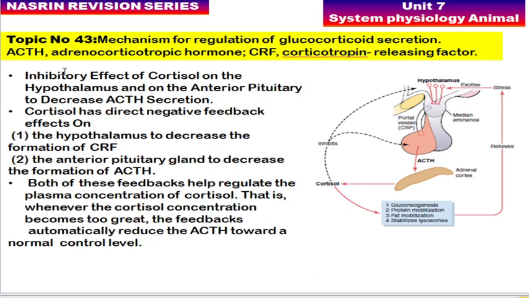So this is the inhibitory effect of cortisol on the hypothalamus as well as the anterior pituitary, which will decrease adrenocorticotropin secretion. Cortisol has a direct negative effect: it acts on the hypothalamus to decrease the formation of CRF, corticotropin releasing factor, and it also has a negative effect on the anterior pituitary gland to decrease the formation of ACTH. So both of these feedback loops help to regulate the plasma concentration of cortisol. Whenever the cortisol concentration becomes too great, the feedback automatically reduces the ACTH hormone towards the normal control level.